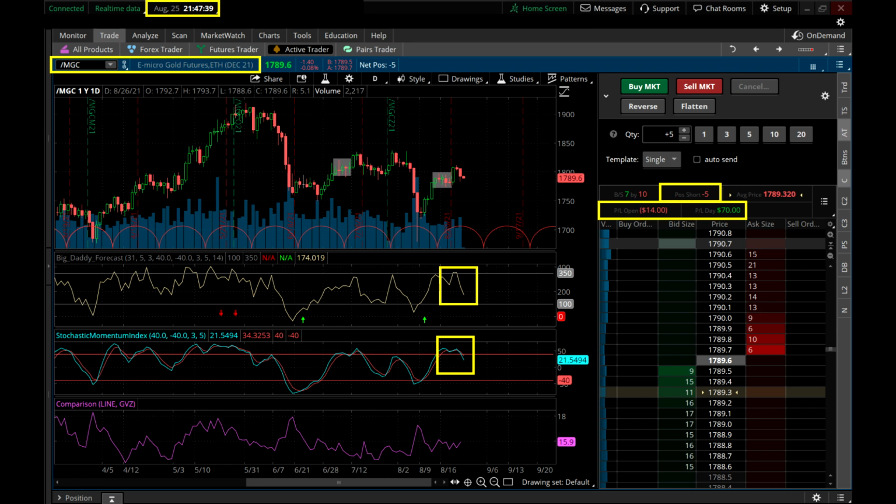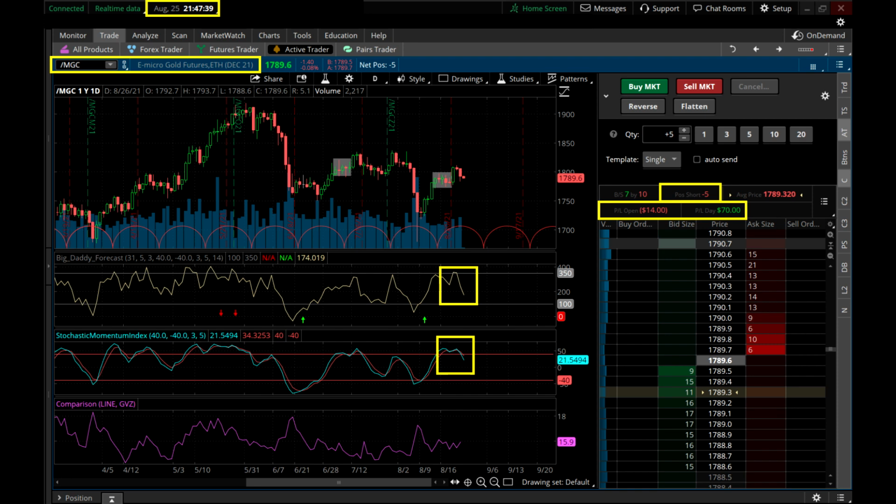I'm short 5 contracts. I'm up $70 for the day because I already traded a few contracts before this, and I was down $14 on this position. If you see the Big Daddy forecast in the middle of the screen with the yellow square, you can see it's clearly saying there's more down. Price is going to go down. Tomorrow's going to be down. Even the stochastic momentum is saying price is going to be down. Those are all positive signs if you happen to be on the short side.